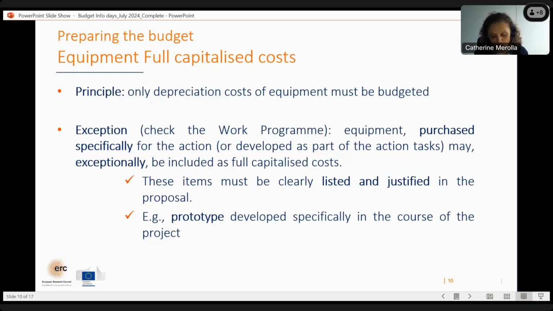What we have in mind with that provision is actually to allow very specific cases where one of the goals of the project is to build a prototype, and we know that the prototype probably will be depreciated very, very late in the course of the project. Okay.